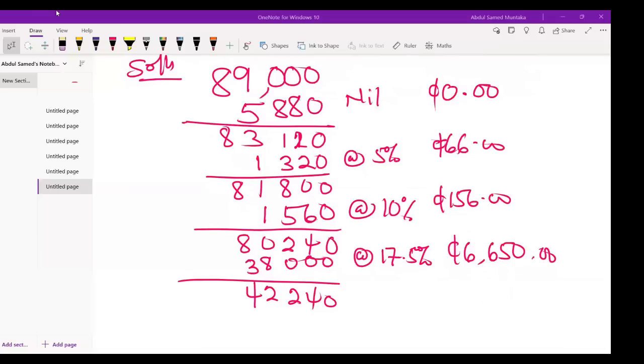Ajua Sari, please check your figures. It's 83,120, not 83,110.